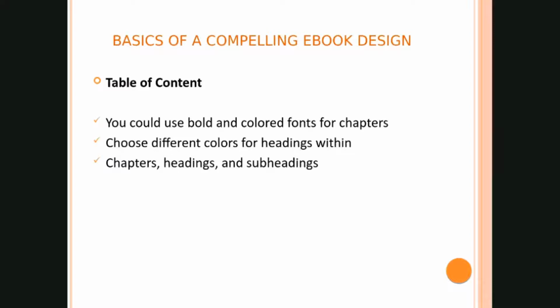You could use bold and color fonts for chapters and choose different colors for headings within. Leave enough space between elements to prevent fat fingering. And importantly, the alignment and color should help distinguish between levels of content, like chapters, headings, and subheadings. That can help by differentiating, so there is a difference between the chapters, main headings, and subheadings.